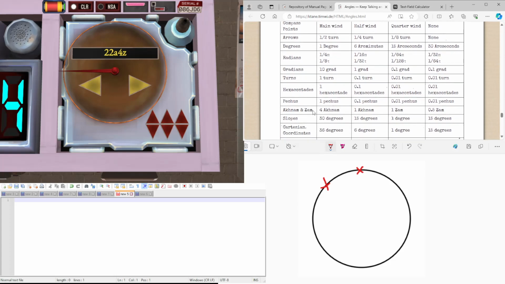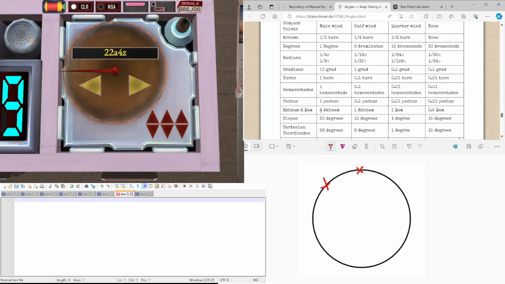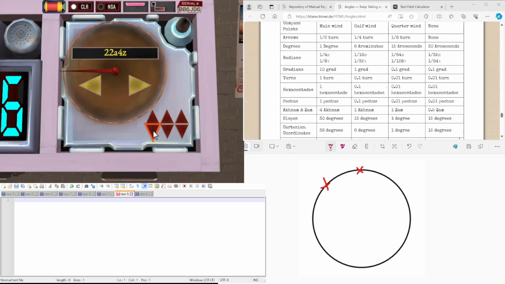So going down to Aknam and Zam, we need to go 22 Aknam, and we're going to be going this way round. So 4, 8, 12, 16, 20, 4, 8, 12, 16, 20, 21, 22, 1, 2, 3, 4. So roughly here.